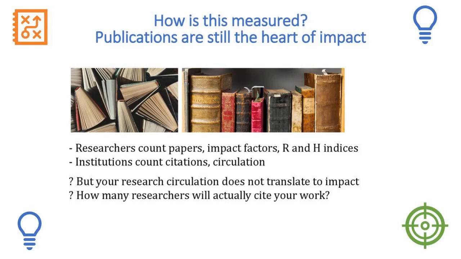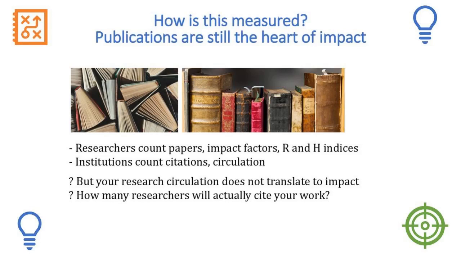Who reads, who cites your article remains at the heart of academic impact. Researchers count papers. We look at impact factors. We look at R indices and H indices. And of course, institutions do this as well. Like it or not, citations are still the main way that researchers are assessed.